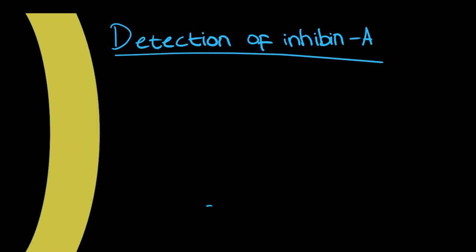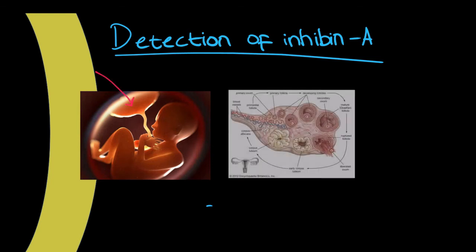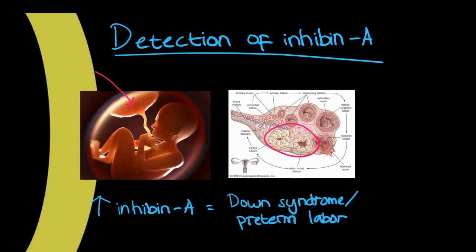The last example of a non-invasive prenatal diagnostic technique is the detection of inhibin A, which is secreted by the placenta and corpus luteum. A high level of it may signify Down syndrome or preterm labor. Just like the test I mentioned previously, the inhibin A screening test is rarely used on its own but is part of the quad maternal blood screening along with MSAFP, beta-HCG, and estriol.